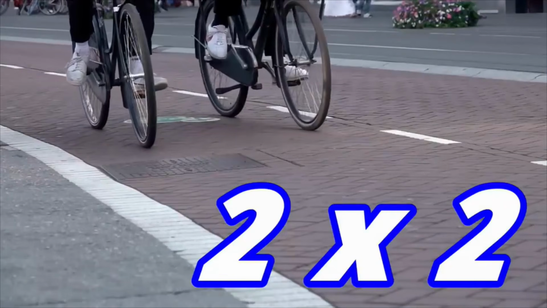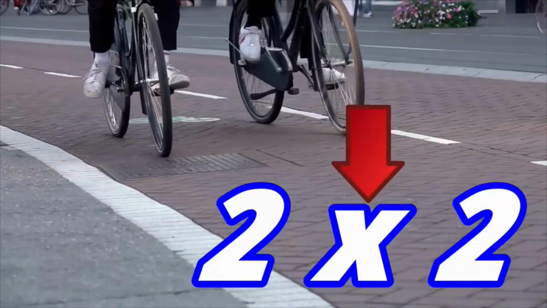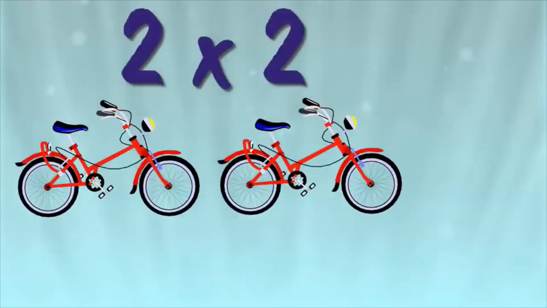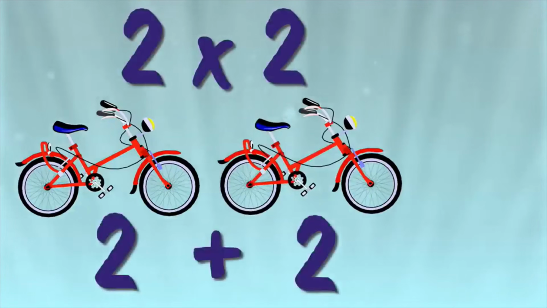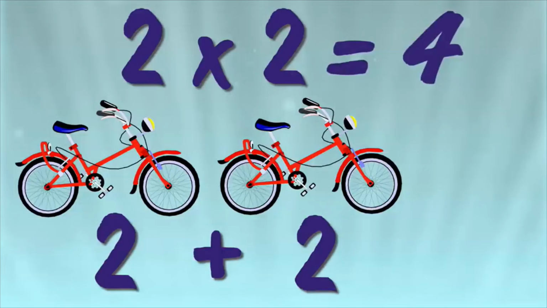That's multiplication. This x tells us we're multiplying. The number 2 times is the same as 2 plus 2. It's the number 2 twice. How many wheels are there in all? What's 2 times 2? Yeah, 4. 2 times 2 equals 4. There are 4 wheels in all.